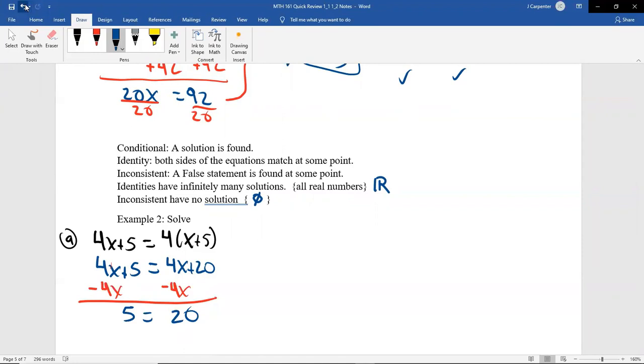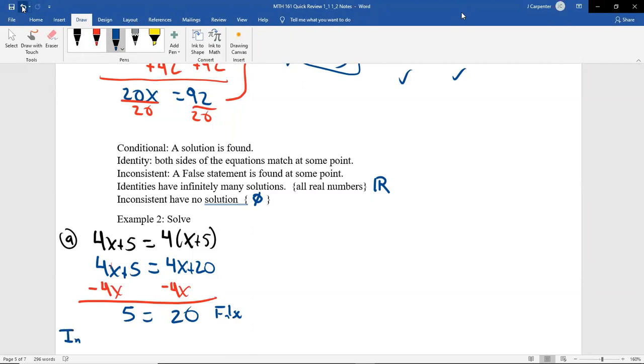This is when a yellow flag should be going up in your head. If you do any math and all the variables disappear in an equation, assuming you've done everything correct up to this point, that means it's one of these two new scenarios. It's either everything or it's nothing. So the question is, do you have a true or false statement? 5 equals 20. Lies. Slander. That's false. False statements means that you have no solution. False means it's inconsistent. Inconsistent means no solution.